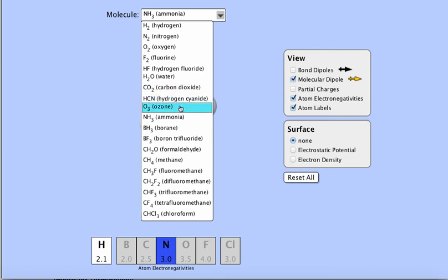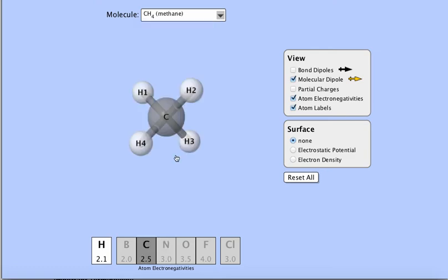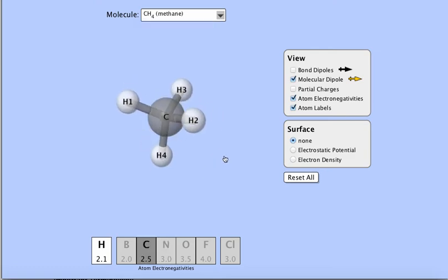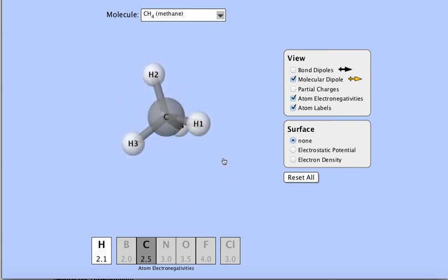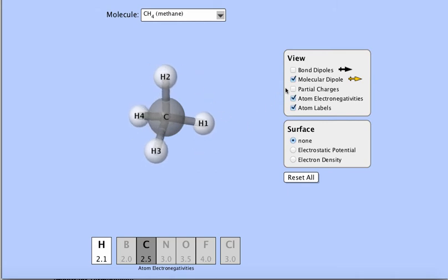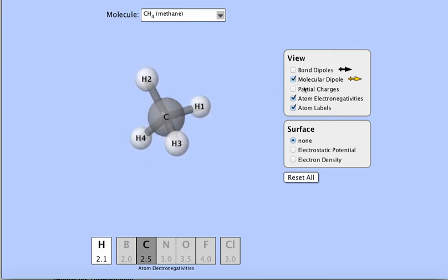Another thing that we can use to our advantage is the tetrahedral shape. Now if we look at something like methane, you might say, well, this looks symmetrical. And the bonds within it are actually quite covalent because the difference is very small between carbon and hydrogen. So you'd say, yeah, I think that this is a nonpolar molecule. Well, to check it out, we click on molecular dipole and notice that there is no net molecular dipole. That means the molecule is nonpolar.